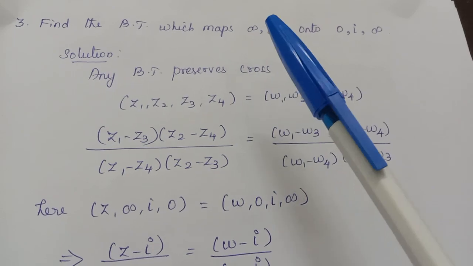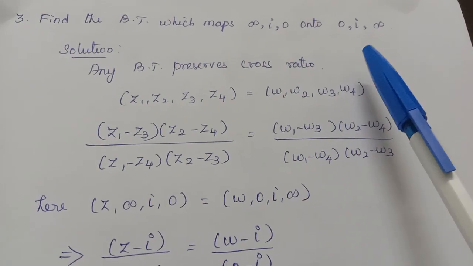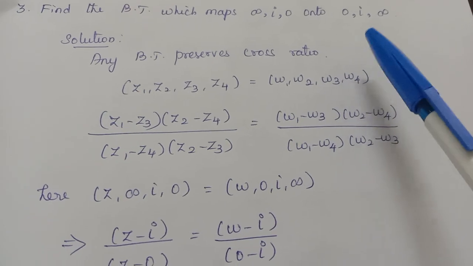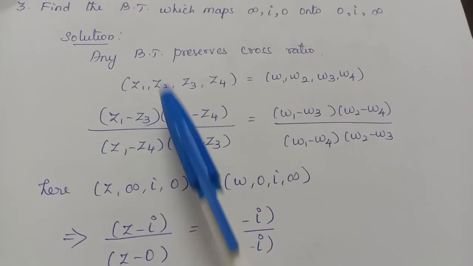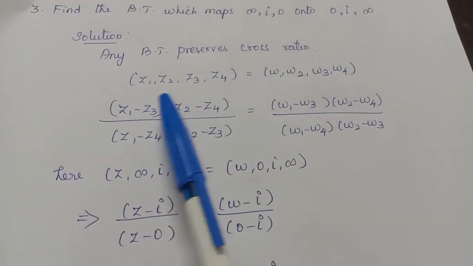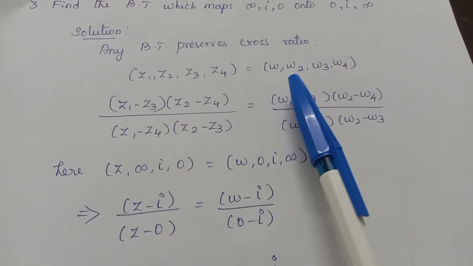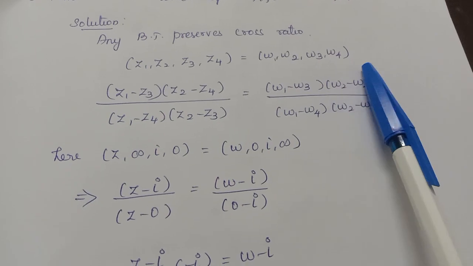So infinity in the z plane has an image in the w plane, and infinity in the w plane has a pre-image in the z plane. Okay, right. So here also the same thing. The bilinear transformation preserves cross ratio. So z1, z2, z3, z4: the cross ratio is equal to the cross ratio of w1, w2, w3, w4.